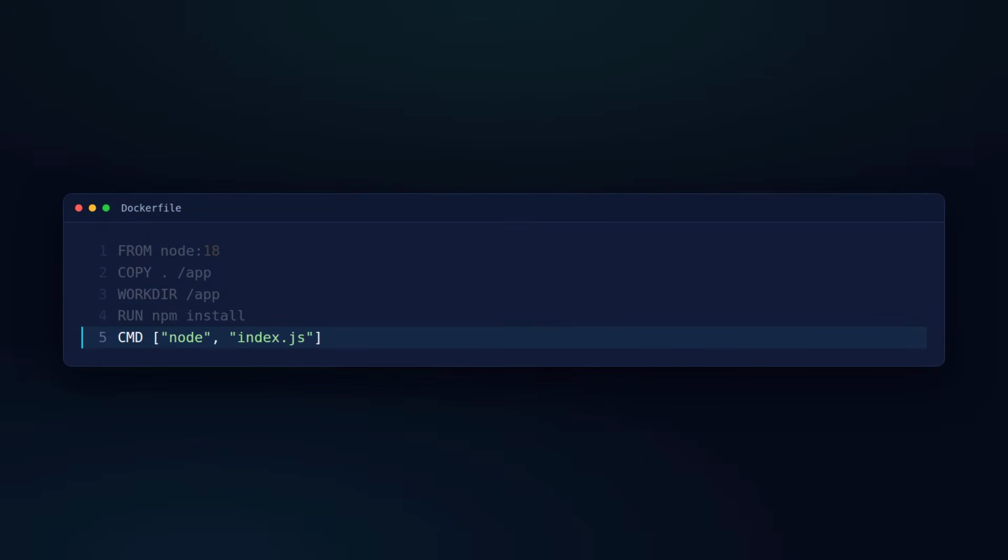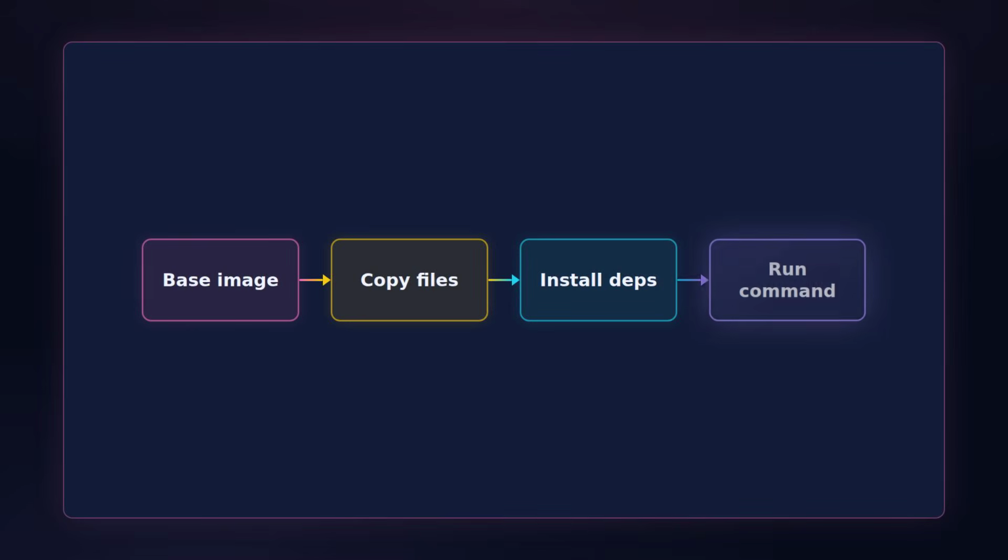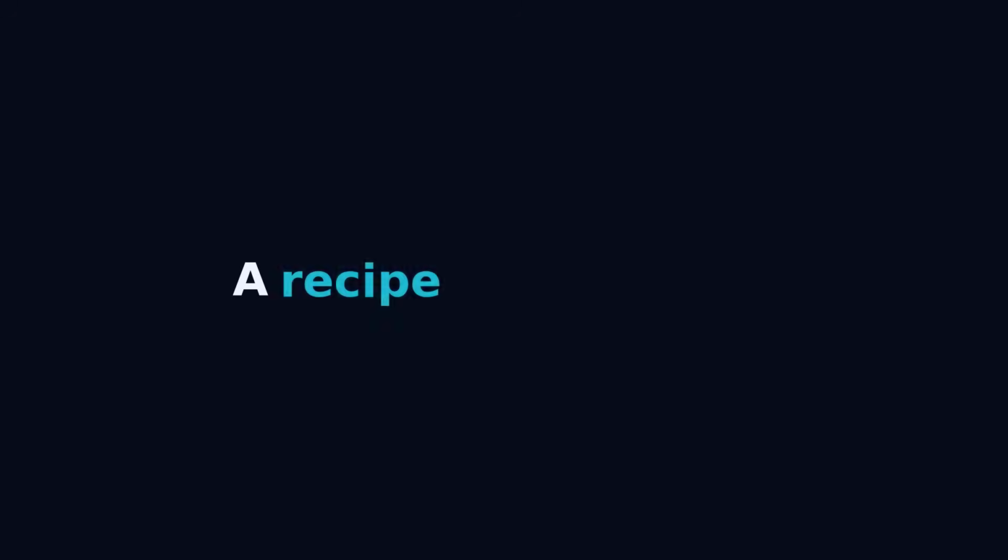Line 5, CMD, the instruction that runs the moment this computer wakes up. That's it, 5 lines, a whole computer described like a recipe card. But a recipe is not a meal. How does this turn into something that actually runs?